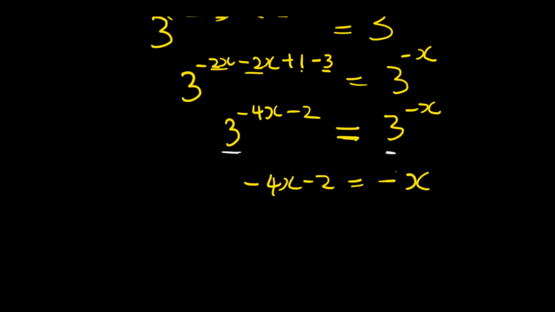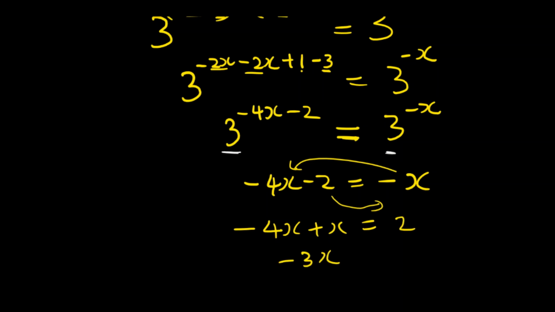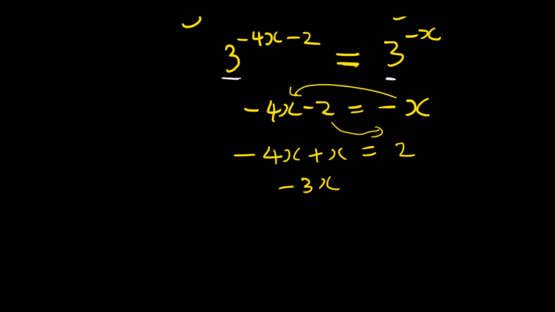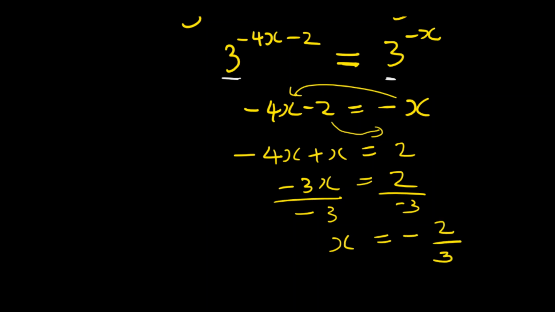Collect the like terms. This x goes to the other side, this minus 2 goes to the other side. So minus 4x plus x equals 2, which is minus 3x, right? Minus 3x is equal to 2, right? And then from here, you're just going to divide by minus 3, divide by minus 3. x is equal to minus 2 over 3. So this is going to be your solution for this problem here.